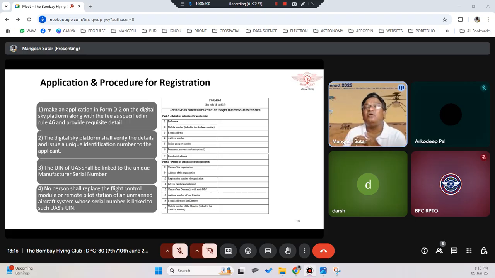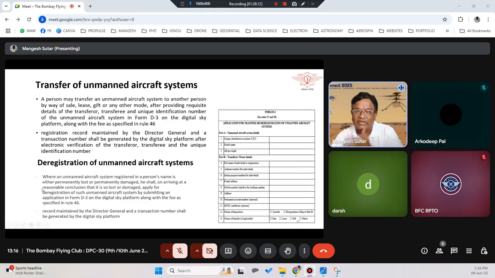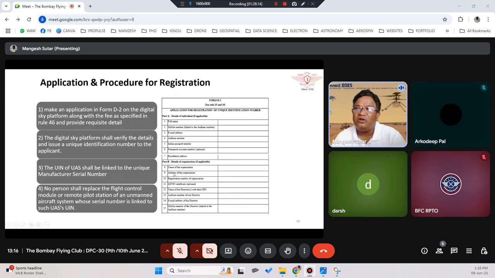If in case you want to change, you have to deregister, make the change and re-register fresh for a new UIN number. Okay, but you can't keep the same UIN number. So a similar process is followed. Okay, so that was about the registration of your drone.